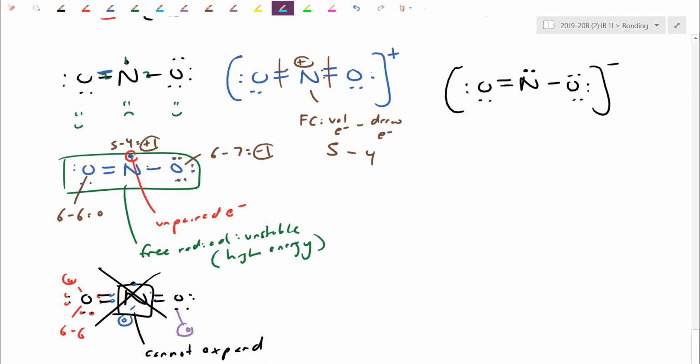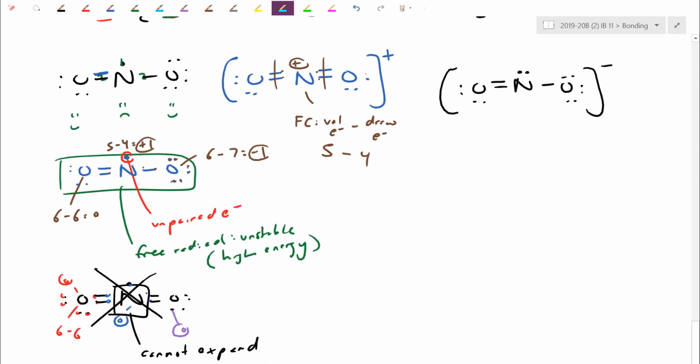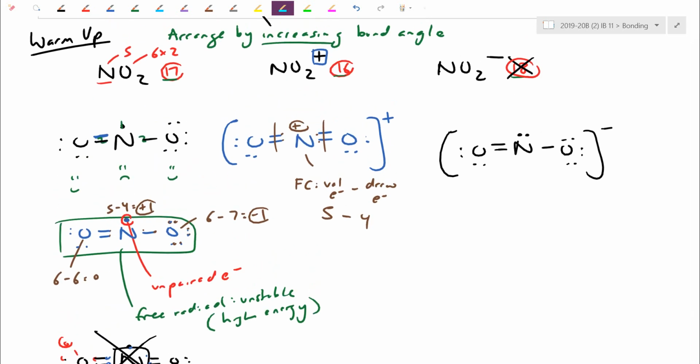Sometimes formal charges also get it wrong. Just take it with a grain of salt. Sometimes it's good, sometimes it's bad. But back to our question here. Now we've done the Lewis. We can start trying to think about the VSEPR, trying to think about the bond angle here.